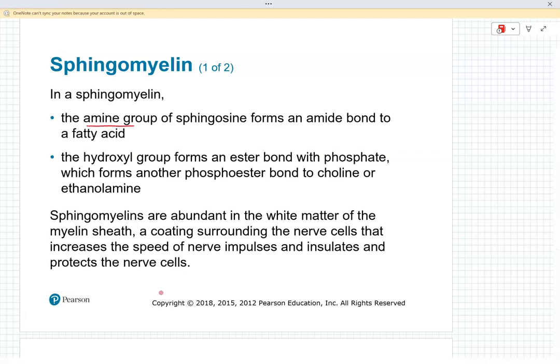There is an amino group in the molecule of sphingosine, which forms not an ester, but an amide with a fatty acid. Sphingomyelin also contains a hydroxyl group, which forms an ester with phosphate, just like in the glycerophospholipids. The amino alcohols that can be present are either choline or ethanolamine.